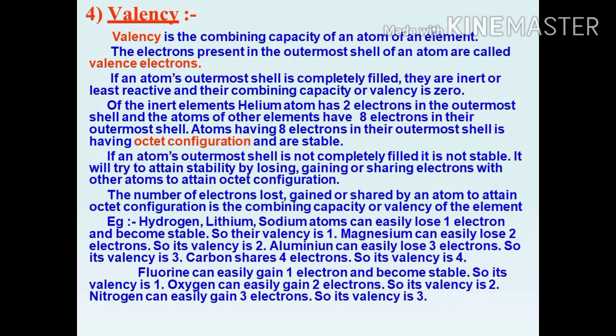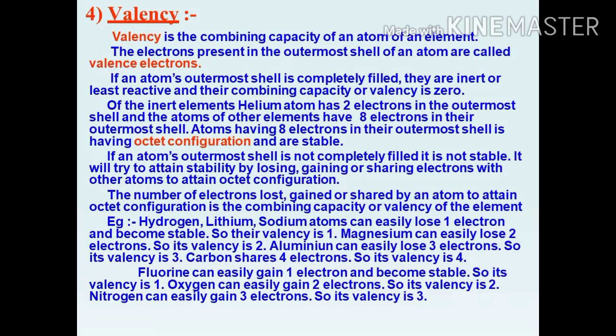Magnesium can easily lose 2 electrons, so its valence is 2. Aluminium can easily lose 3 electrons, so its valence is 3. Page number 50: the schematic atomic structure of the first 80 elements is there. You just see that. Then carbon shares 4 electrons, so its valence is 4.